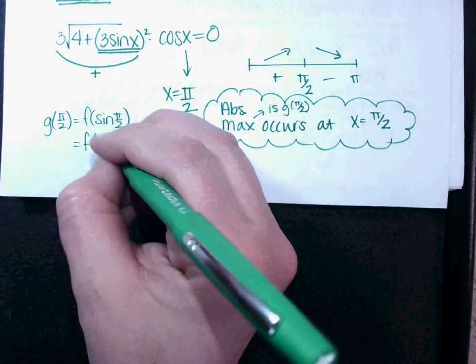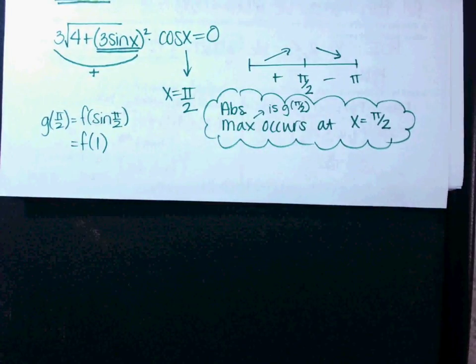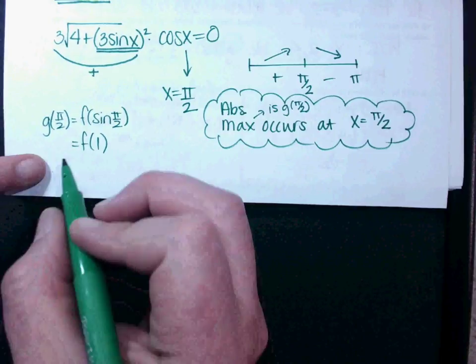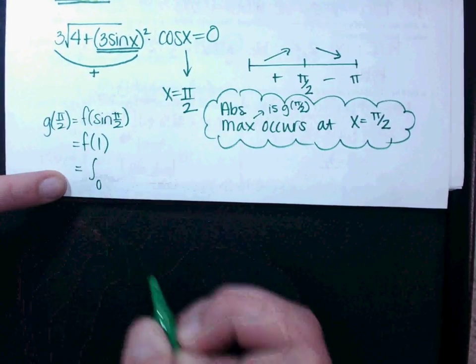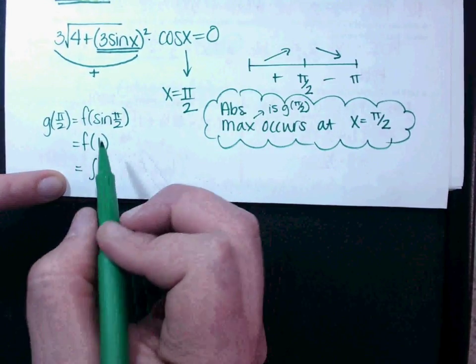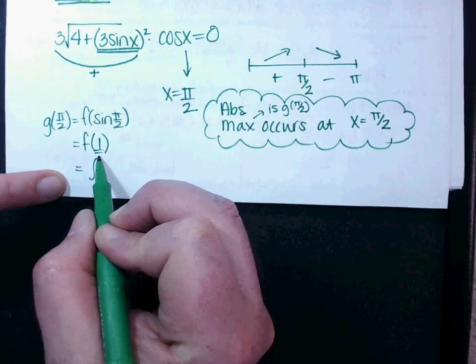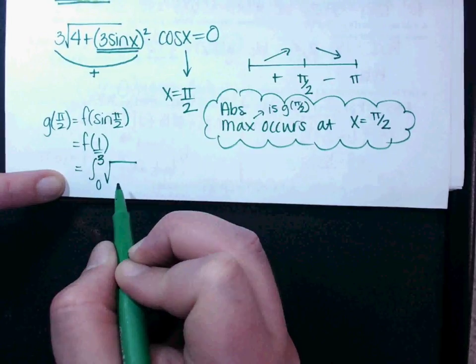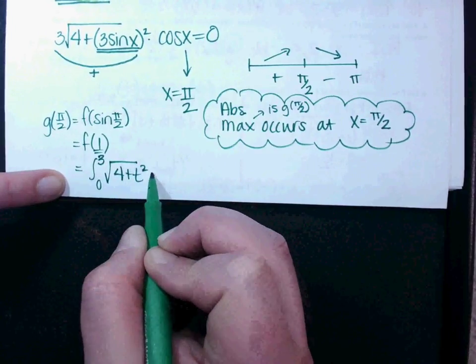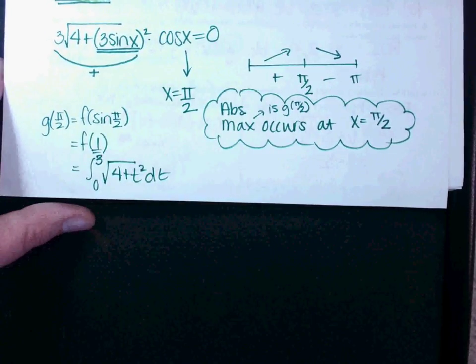And what is f of 1? Because I need to have an integral, and remember, f has an integral in it. F is the integral from 0 to 3x. What's our x, though? 1. 3 times 1 is 3. And then did it tell us we had to evaluate it? No. So that would be the end.